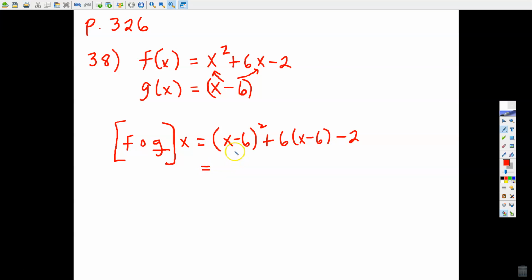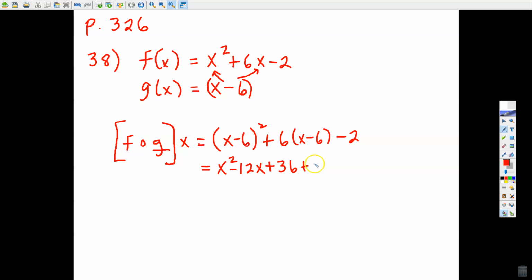Be careful squaring this binomial. Remember, you square the first term. Then you multiply these two together and then double that, or multiply by 2. So it begins at negative 6x, but when you multiply by 2, it's negative 12x. And then when you square the last, that's plus 36.